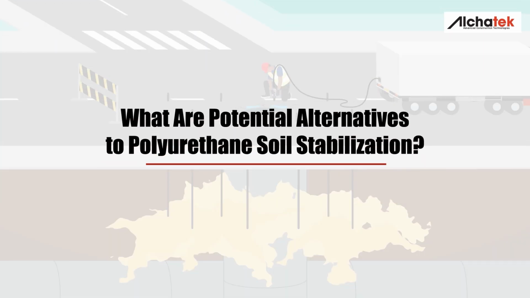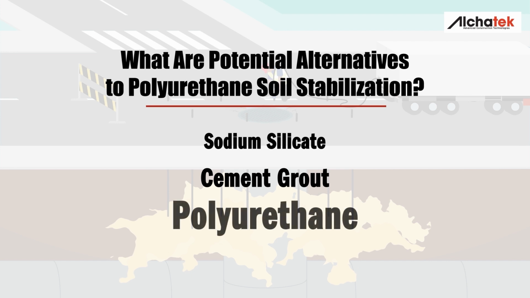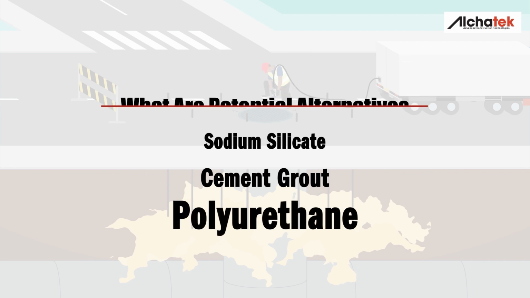What are potential alternatives to polyurethane soil stabilization? There's sodium silicate, but wet and dry cycles can break it down. There's cement grout, but it's heavy, it shrinks and cracks, and it doesn't permeate soil. Polyurethane, on the other hand, lasts forever.